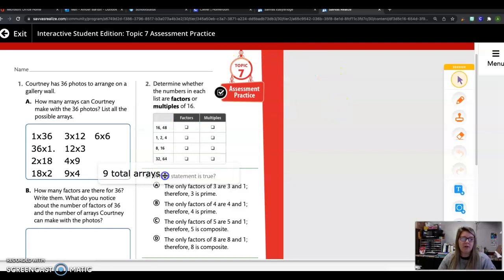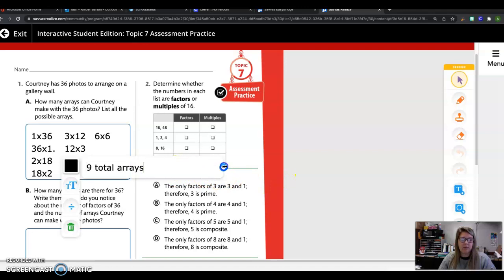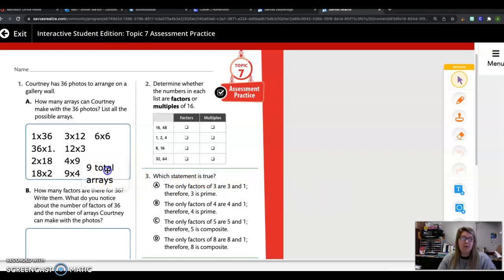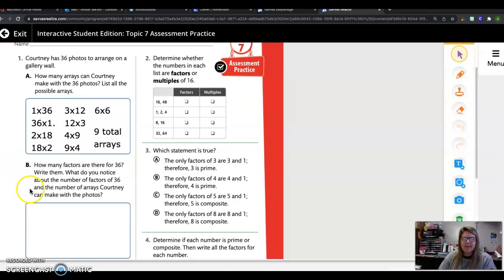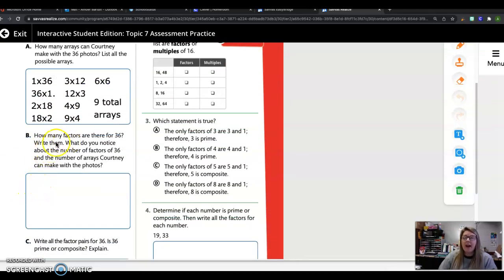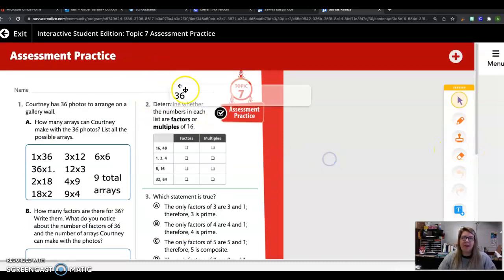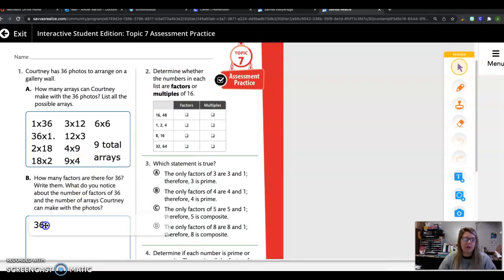Okay? So I'm going to move this so we can see our final answer. I only have 5 because I just did the 2 charts. So this is part A. How many arrays can she make? 9. Now, it asks us in part B, how many factors are there for 36? Write them. What do you notice about the number of factors and the number of arrays Courtney can make? So before we get too far into what do we notice, let's list out the factors of 36. I'm going to go ahead and drag that over here to my chart so we can see it.